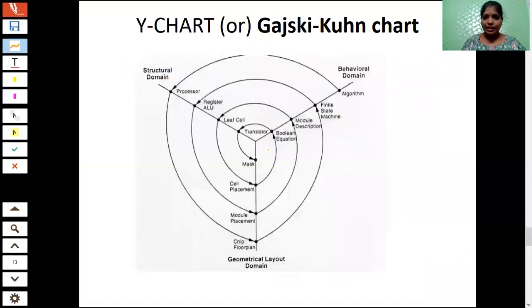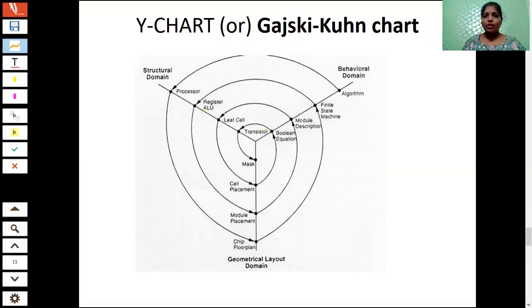As I said earlier, first we are going to start with the behavioral level. In the behavioral domain, first we are going to collect the specification. From the specification, the next step is the algorithm. From the algorithm, we are going to decide the processor. For the processor, we are going to design the corresponding chip size and floor plan. Then again, we are going to start with the behavioral domain. That is, we are going to define the finite state machine, then register and ALU module plan.